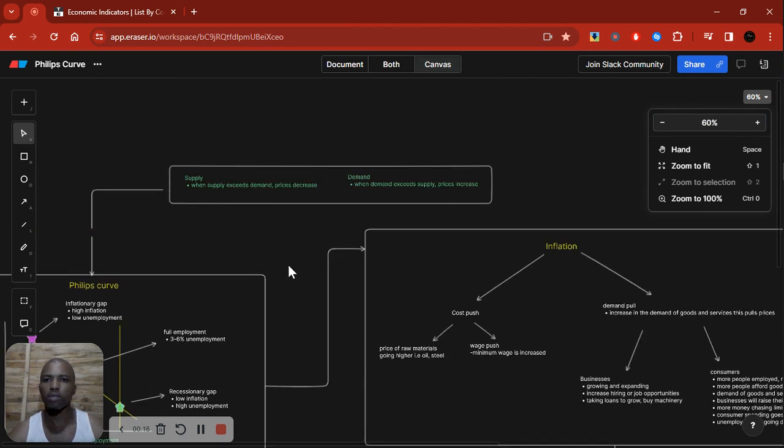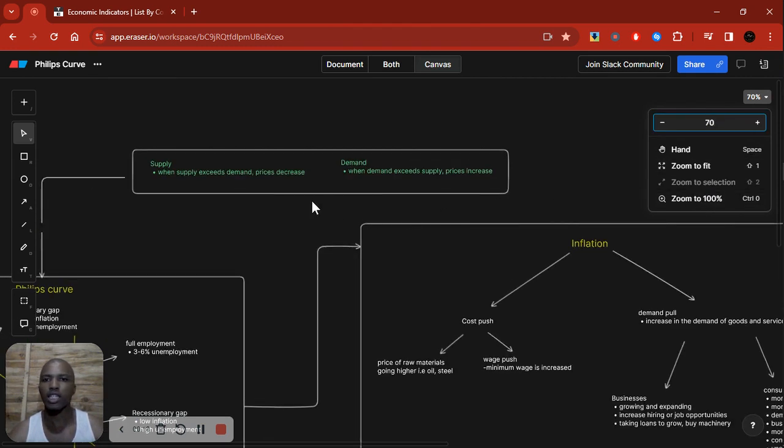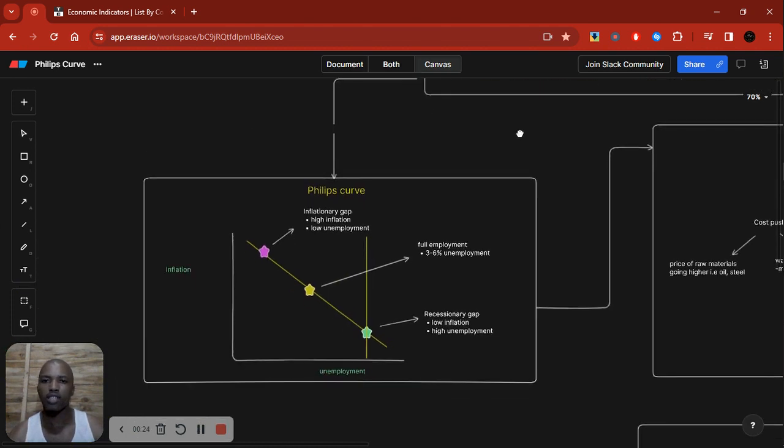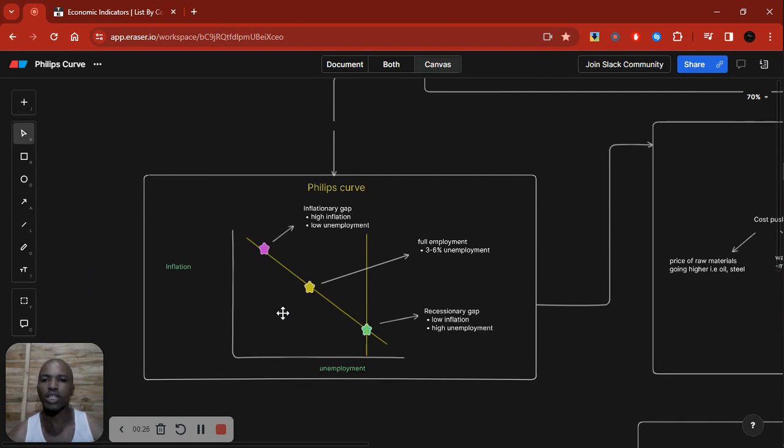So we spoke about supply and demand, and how that affects prices, and then we also went on to explain the Phillips curve, and then we got to understand the inflationary gap where inflation is high but unemployment is low. That is essentially the expansion gap where the market is booming, because if unemployment is low, that means that economy is growing, right? As we got to understand later when we went through inflation.